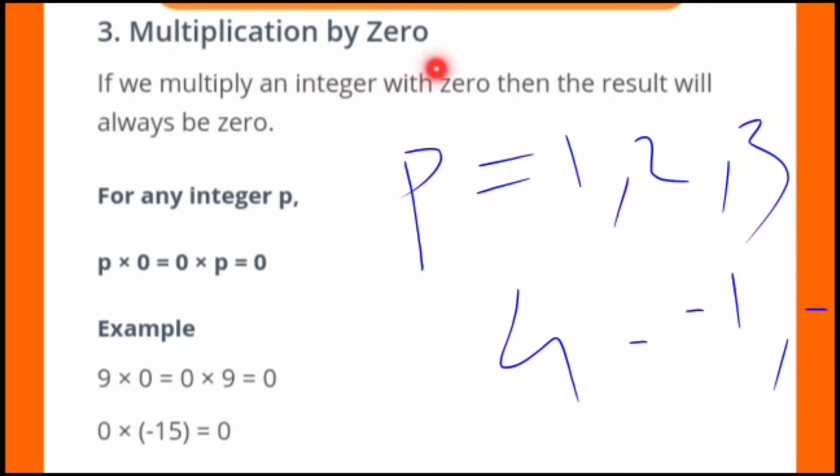Next, multiplication by 0. If we multiply an integer with 0, then the result will always be 0. In general, for any integer P, P into 0 equals 0, or 0 into P equals 0. Example, 9 into 0 equals 0. If we change the order, 0 into 9, that also will be 0. 0 into minus 15, the result will be 0.